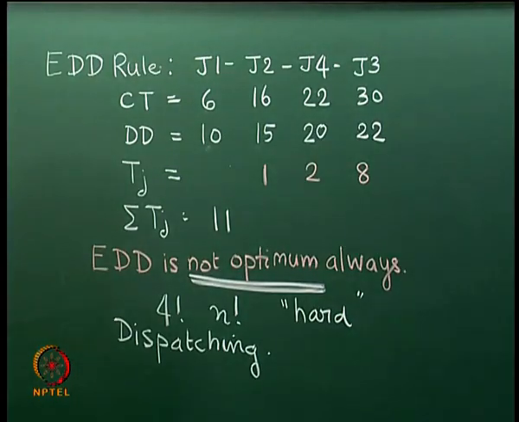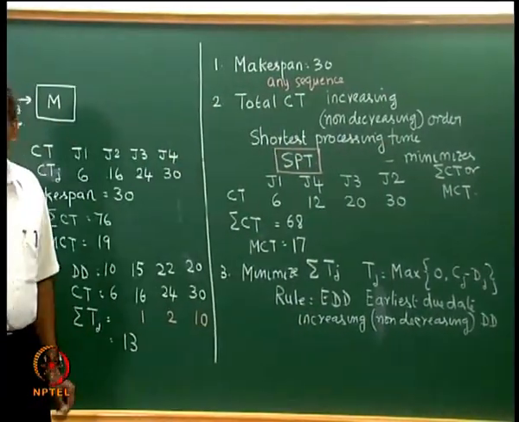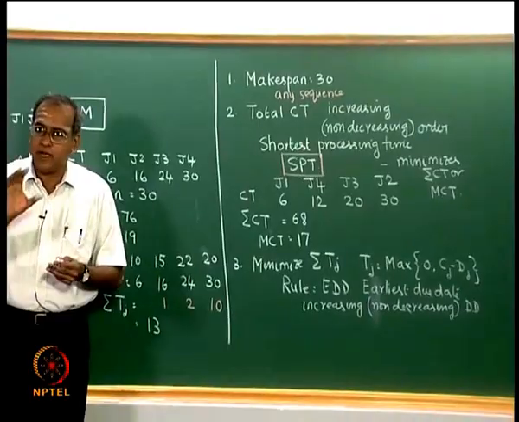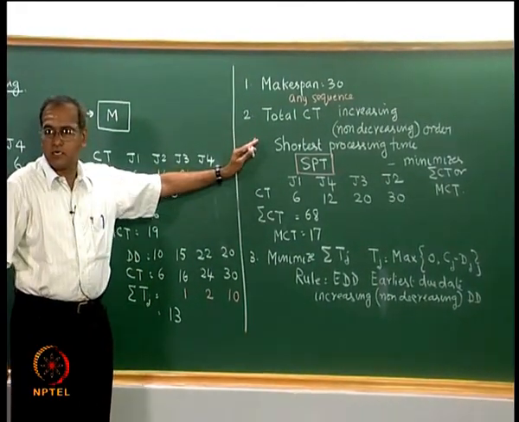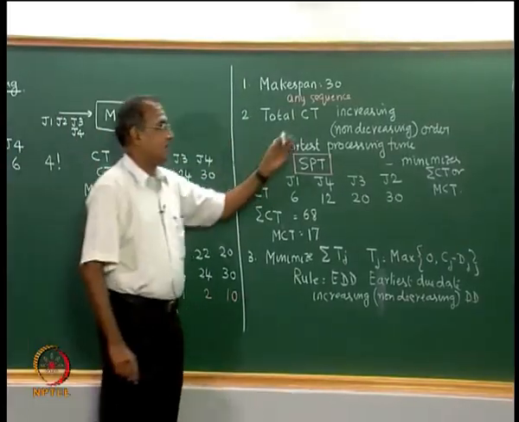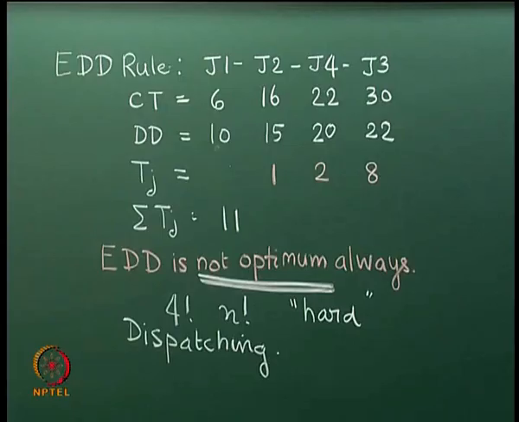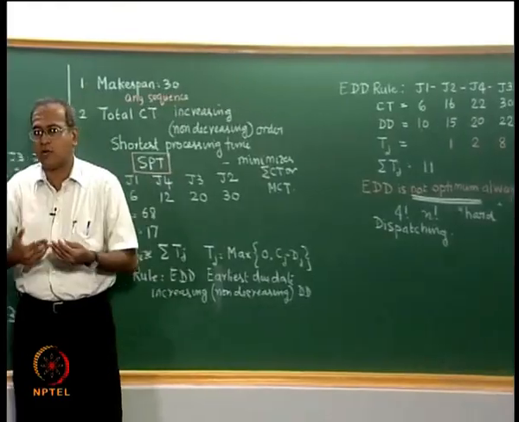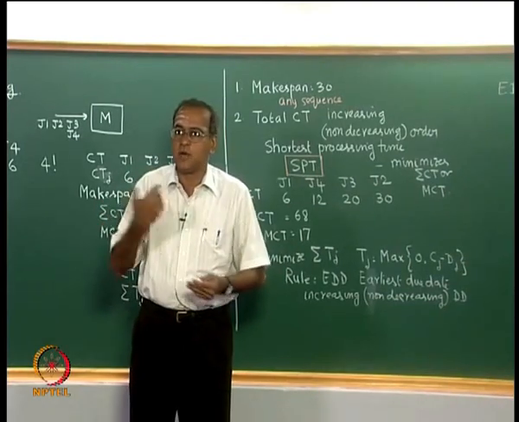Now, we have seen 3 objectives with respect to single machine problems, and at the end of it 2 very important rules have come out. One is called the SPT rule, the shortest processing time rule. The other is called the EDD rule, the earliest due date rule. These 2 rules are also going to be used in later scheduling problems such as job shop scheduling.